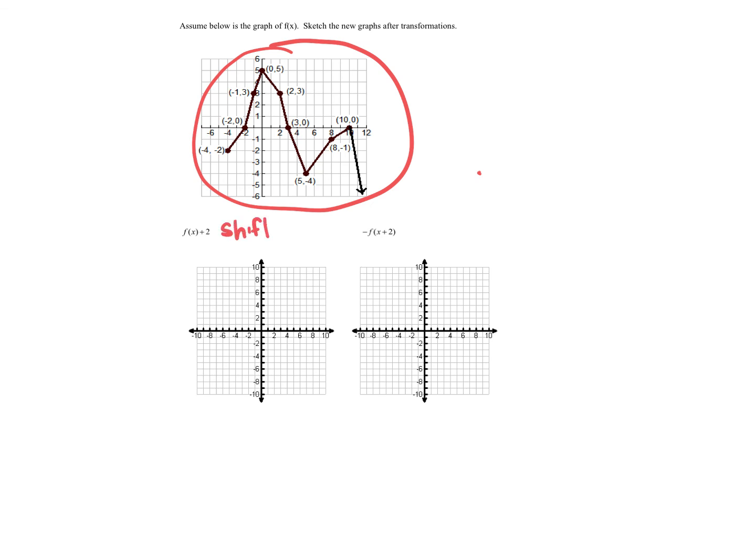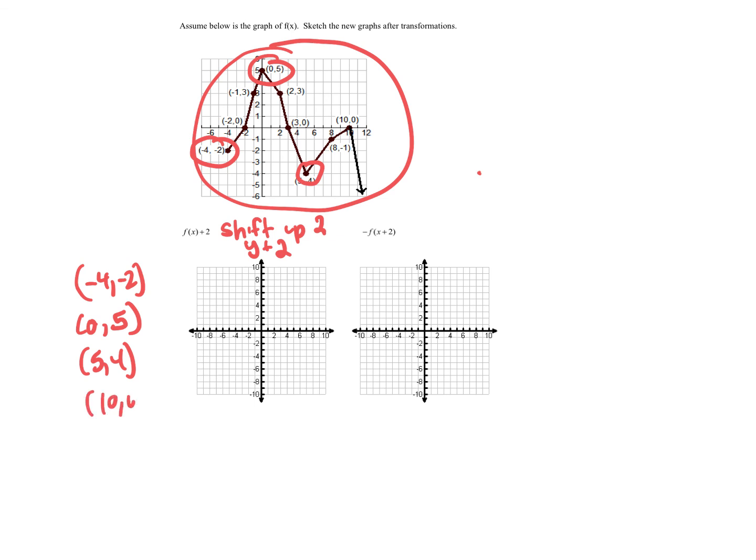Let's just say shift up 2 units. So that's going to be adding 2 to all the y's. If you think about what some of these points are, like this point is (-4, -2). I'm just picking some good points off my graph. (0, 5) is a good point. Maybe (5, -4). And then maybe (10, 0). Those are good key points for this graph.